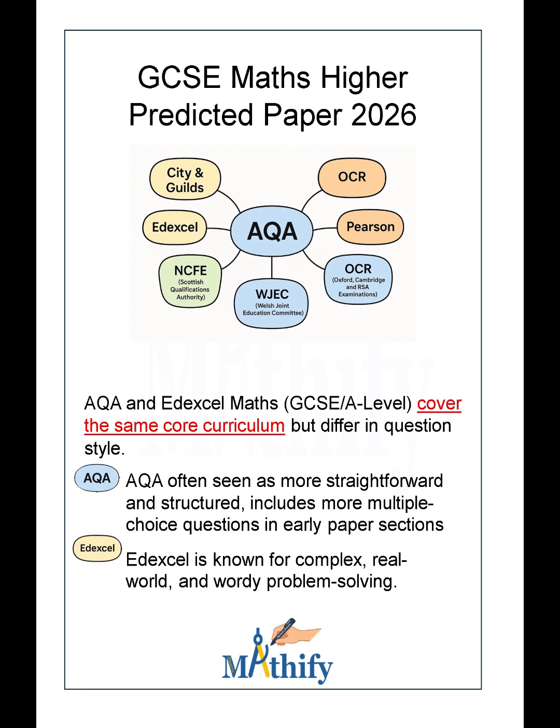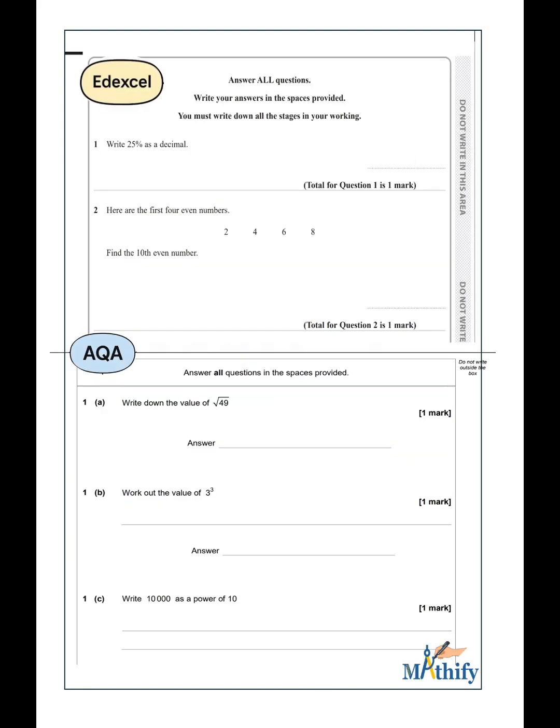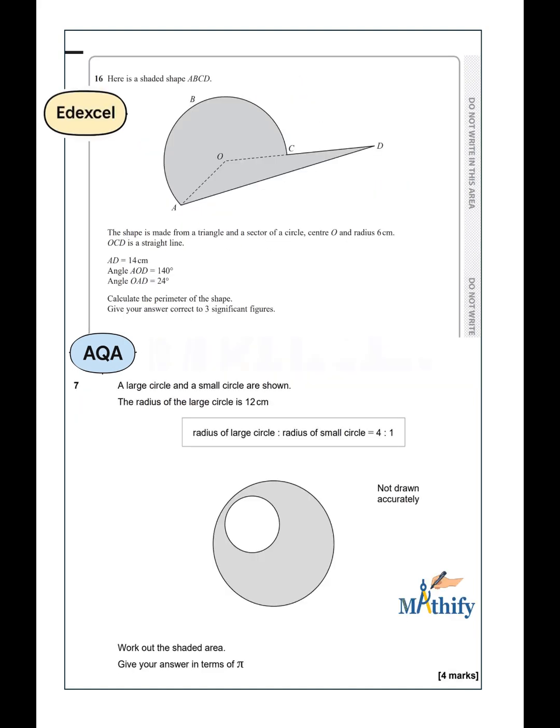AQA is often seen as more straightforward and structured, which includes more multiple choice questions in early sections of the paper, whereas Edexcel is known for more complex, compact, real-world and wordy problem-solving questions. As you can see, both awarding bodies cover the same syllabus but have different styles of questions. Here is another example. For Edexcel, all the information is displayed in one go, whereas for AQA, the information is broken into chunks.